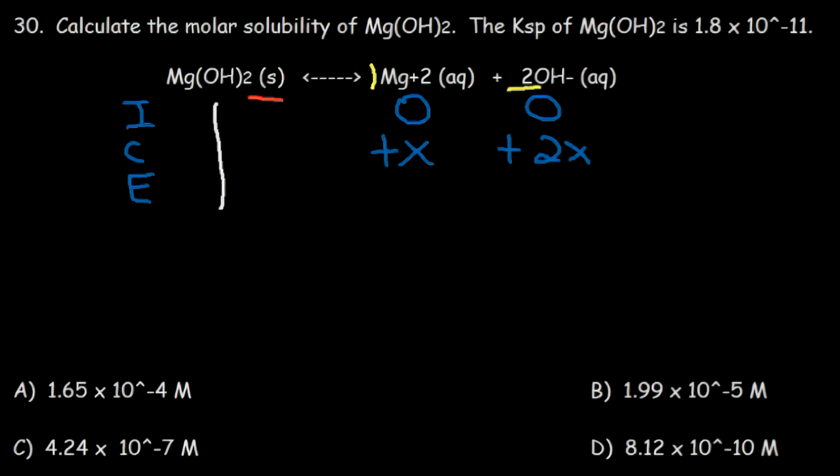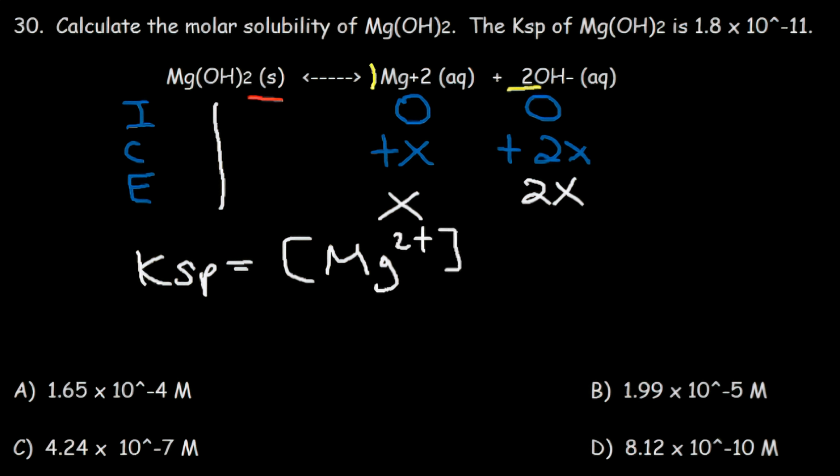And so for the last row, 0 plus x is x, 0 plus 2x is 2x. So if we were to write the expression for Ksp, it's going to be the concentration of Mg2+ multiplied by the concentration of hydroxide, but squared, since we have a coefficient of 2 in front of hydroxide.